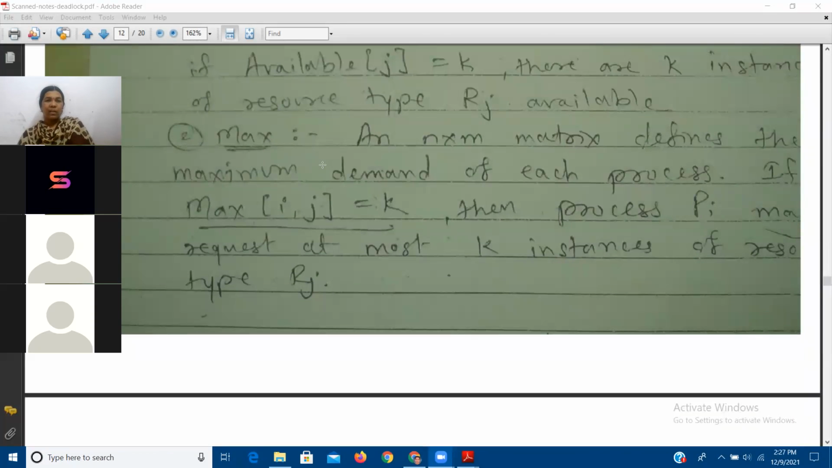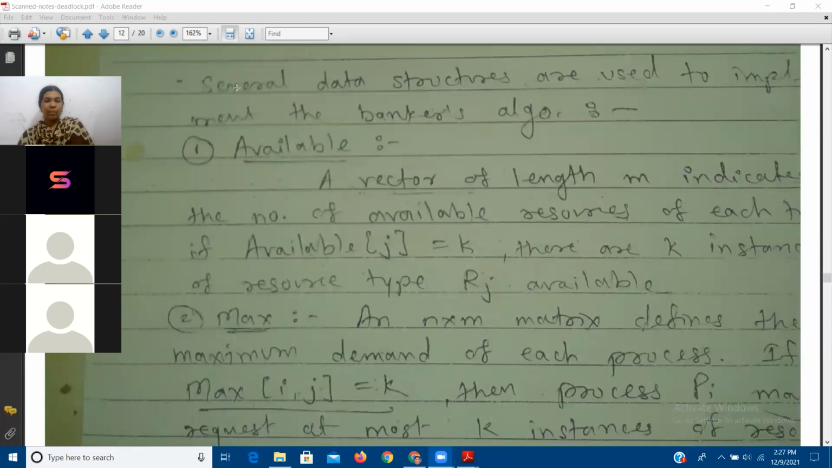These are the 4 data structures which we are using in this algorithm. We'll see available, which is nothing but the available number of resources with the system. It is represented as available of J is equal to K. So there are K instances of resource type Rj available with the system. Listen carefully to understand the concept. K indicates the number of instances of resource type J, and these many instances are available with the system.